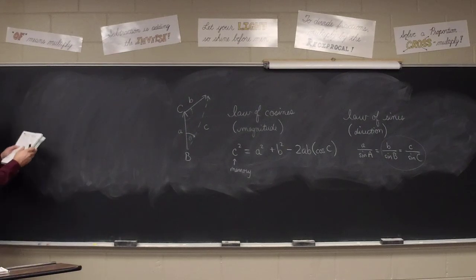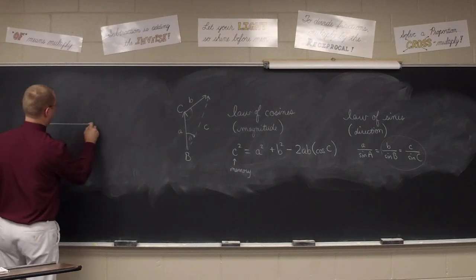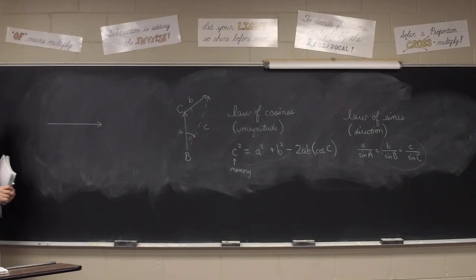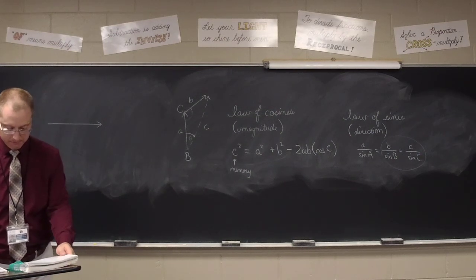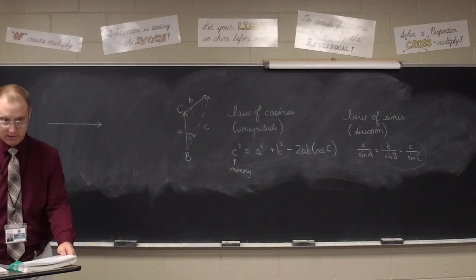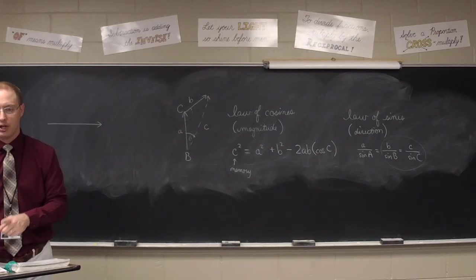Okay, so here's what we're going to do. We're going to start with the primary vector. The primary vector, class, is where the airplane is trying to go, due east. So we'll draw a vector that goes due east. The next part's the fun part. What direction is the secondary vector, class? It is 30 degrees north of east.